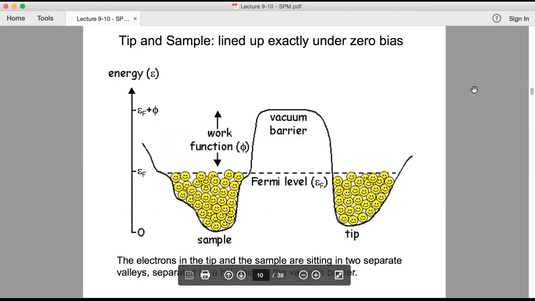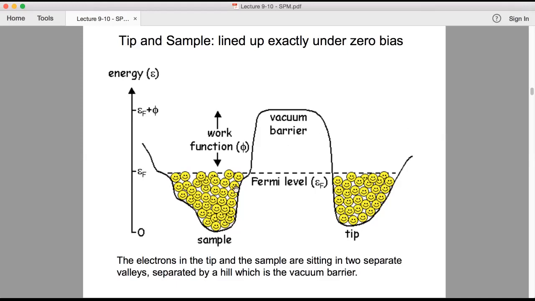Right. Now, this is the case where you have the sample and the tip closer together. There's a very small distance between them, and it is kept under high vacuum. So you have the sample, you have the tip, both are filled up to Fermi energy levels, but they are separated by the vacuum barrier.